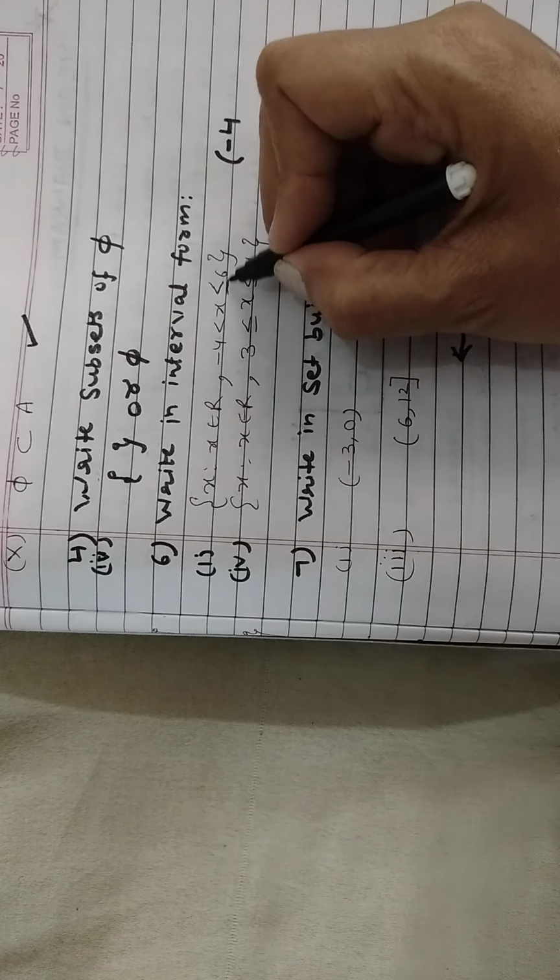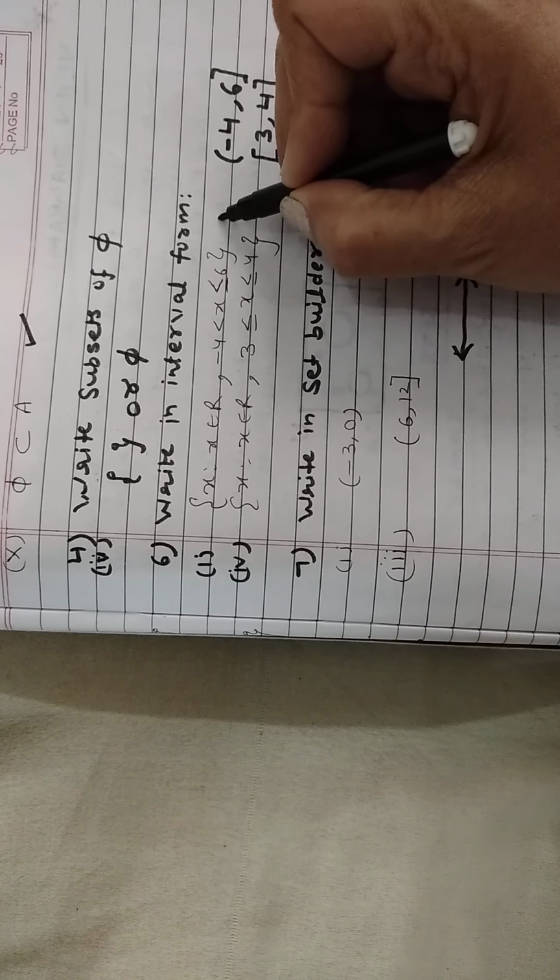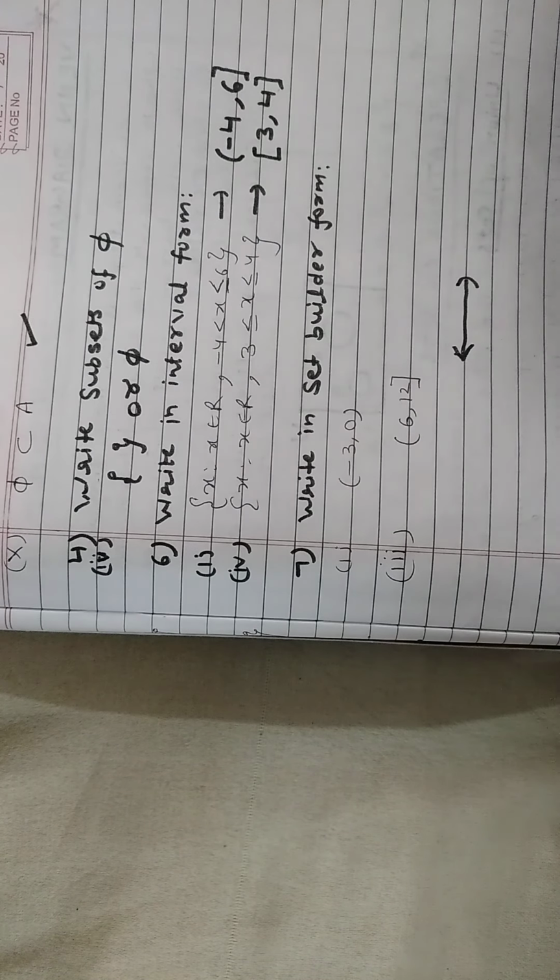Next is {x belongs to real numbers : 3 ≤ x ≤ 4}. Now 3 and 4 both are included because x can be equal to 3 and x can be equal to 4. So you will put closed brackets on both sides: [3, 4]. Right? So this is the interval form of this.